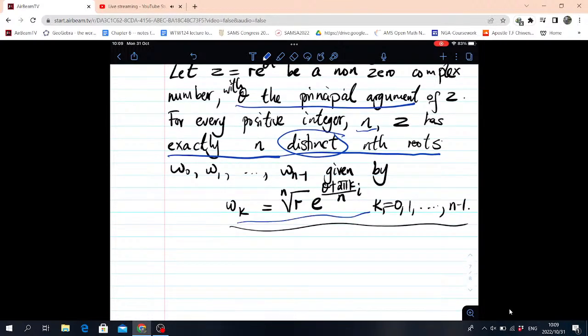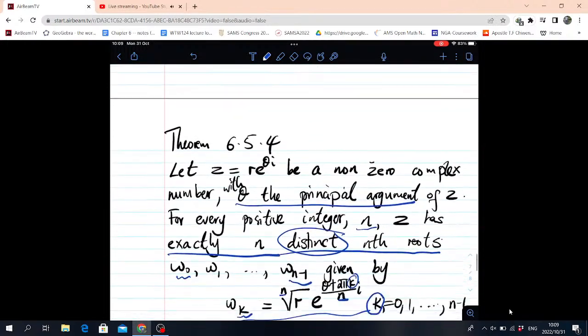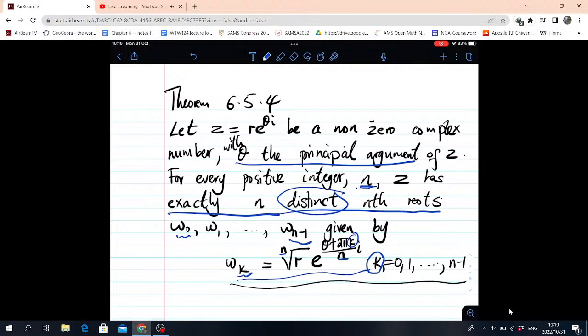So we can see there n because we started at W naught and we end up at W n minus 1. And so the Wk here is connected to the k from 0 to n minus 1. The n here is a fixed one because we are saying for every positive integer. So for a fixed n, we can get all these roots of that complex number.